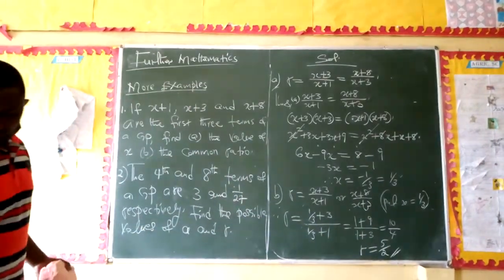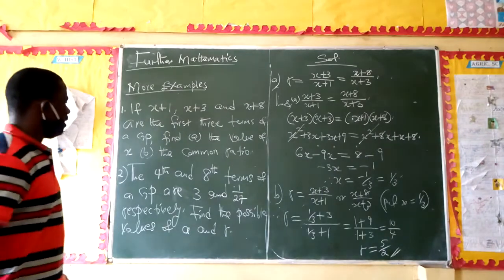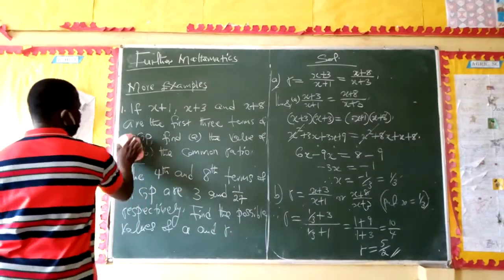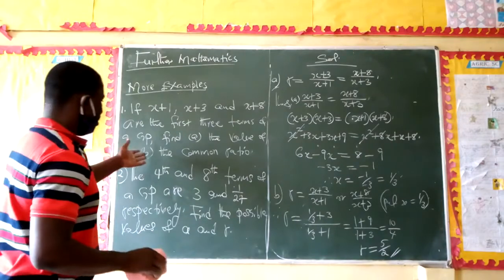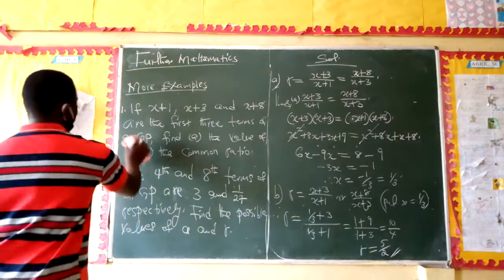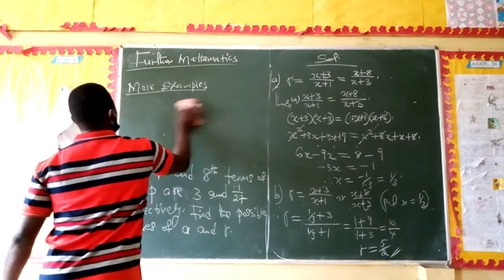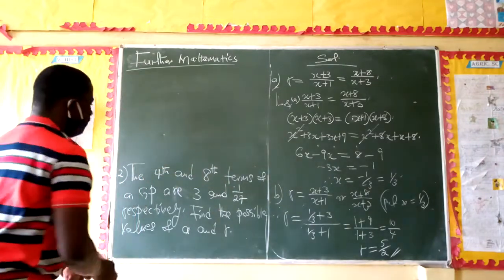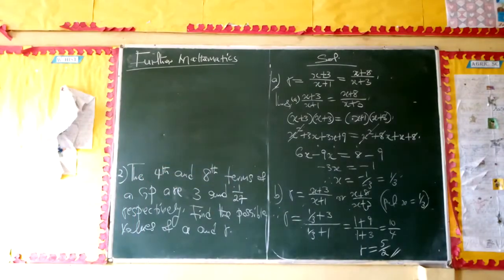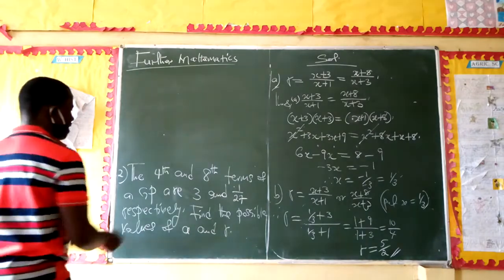The next question. We're done with A. Let's solve the next one, B. Number 2. In number 2, the 4th and 8th terms of a GP are 3 and 1 over 27, respectively. So I can write it down.